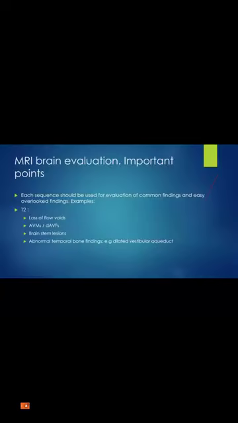MRI brain evaluation, important points. Each sequence should be used for evaluation of common findings that are easy to overlook. Examples: loss of flow voids. Again, it is not uncommon to overlook loss of flow void in the ICA. In many cases of chronic internal carotid artery occlusion, the brain looks fine, maybe some small vessel disease, but actually the ICA is occluded, and you can miss it on MRI T2 by not looking at the ICAs specifically to see if there is loss of flow void or not.